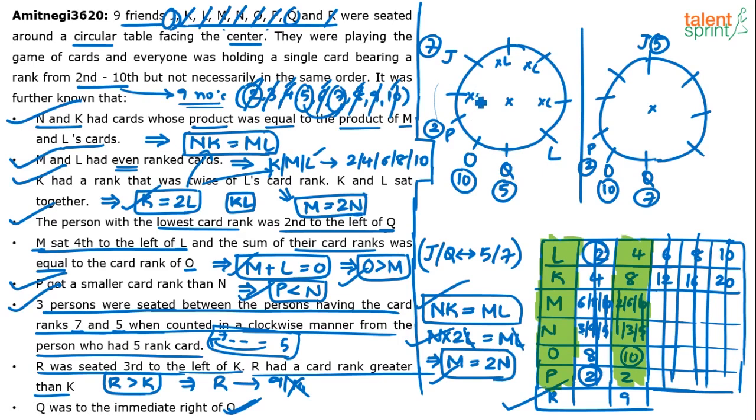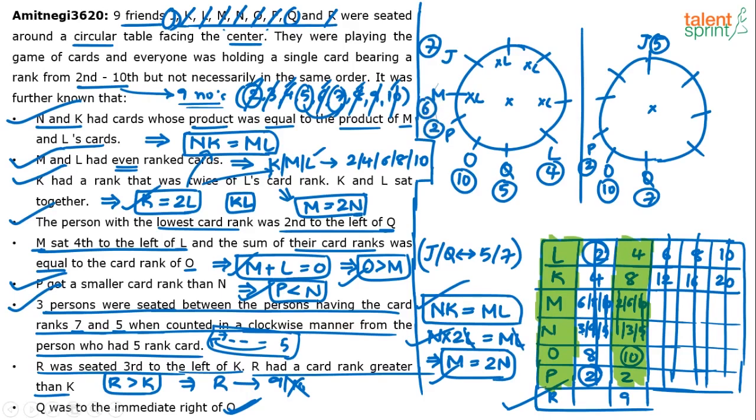4 persons are already fixed and these 4 positions are ruled out for L. So the only place for L is this one. And L has got which card, by the way? L has got the 4th card. So L takes the 4th card. M sits 4 to the left of L. First, second, third, fourth. M comes here. Yes or no? First, second, third, fourth. M comes here. And M has got what card? M has got the 6th card.